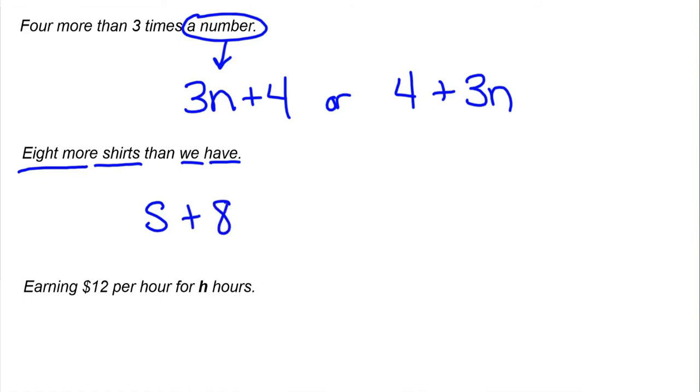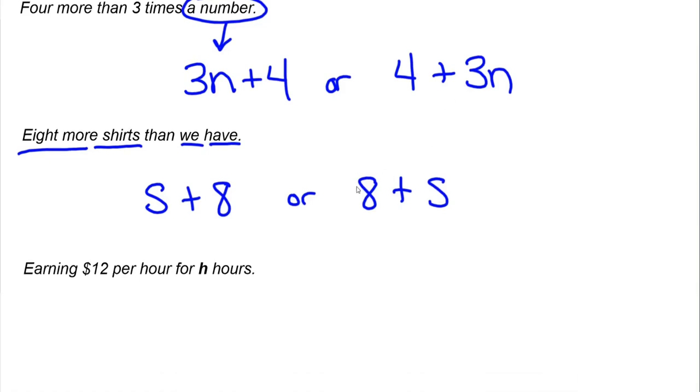So the context clues there was implying addition. So I'm going to add 8 to S. And again, I could have had 8 plus S, since addition is commutative. Either one of those algebraic expressions is doable because they are equivalent.